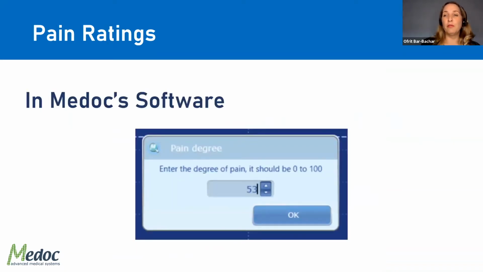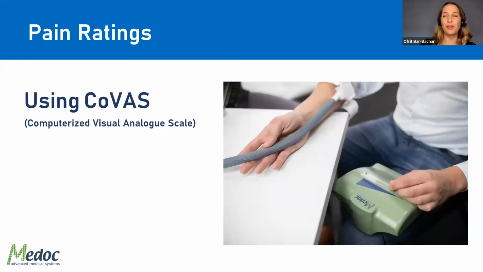We can also use the pain ratings that are integrated in Medoc software and have these windows pop up at time points that are defined by the user. And then there is a very high-tech method that I very much like, which is the COVAS, Computerized Visual Analog Scale. This allows you to do continuous pain ratings with a sample rate of approximately 5 times per second. And this also allows you very advanced analysis of the pain ratings, for instance, area under the curve.